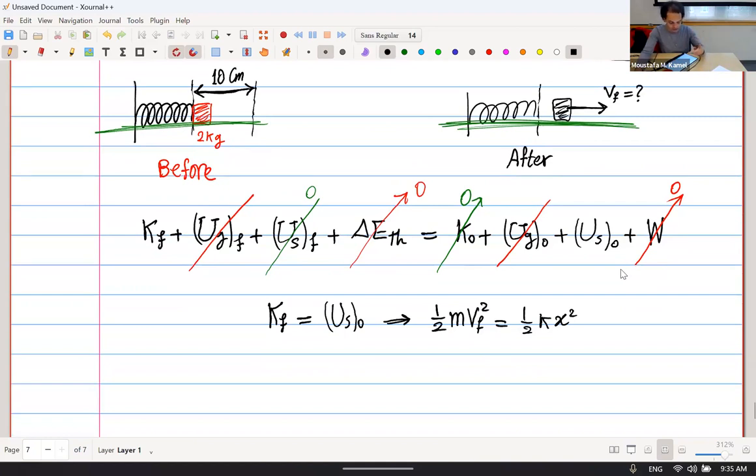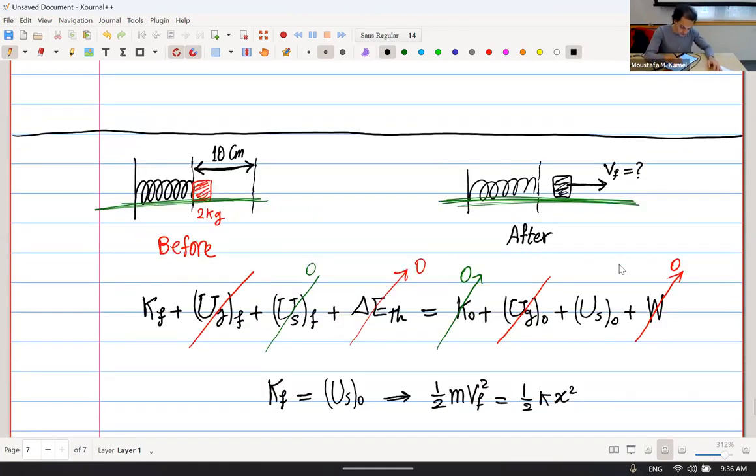We have the mass is 2 kilograms. The distance of compression is 10 centimeters. Be careful to convert everything into SI units, into meters and kilograms. I didn't give you the spring constant, which you should be given. So let's assume the spring constant is 10 newtons per meter. Spring constant is always given. If I didn't give it to you, then I just forgot.